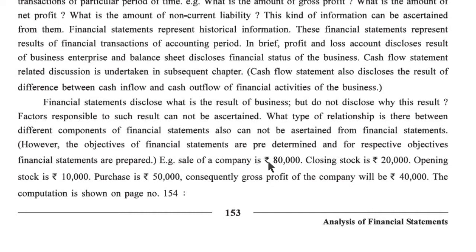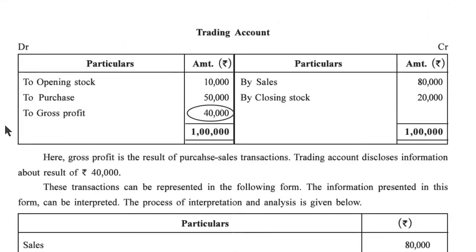First of all, the sale of a company is rupees 80,000. Closing stock is rupees 20,000. Opening stock is rupees 10,000. Purchase is rupees 50,000. Consequently, the gross profit of the company will be 40,000. The computation is shown on the page here. Trading account: opening stock 10,000, purchase 50,000, sales 80,000, closing stock 20,000. 80 and 20, 1 lakh. 1 lakh minus 60, then 40,000 is the gross profit.